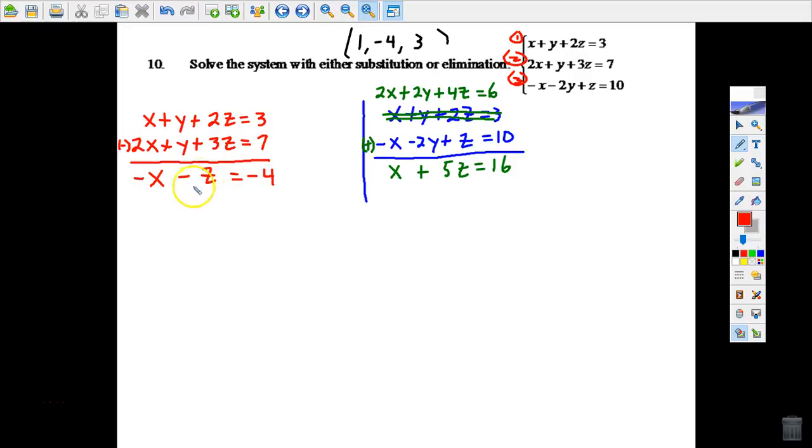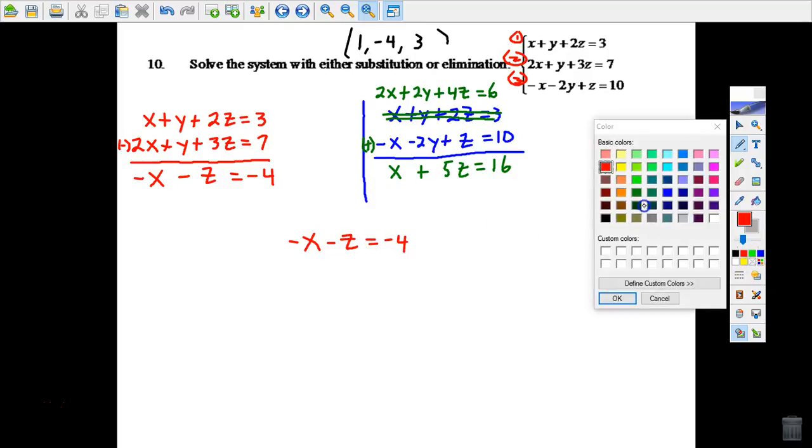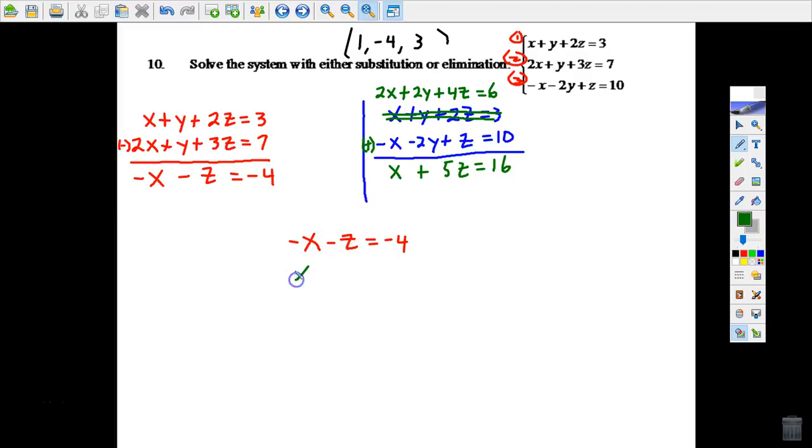Okay, so these two, the red and the green, get put together. I'll just color code for you. And we use elimination again. And it looks obvious that eliminating x is the way to go. I can eliminate x with addition. Okay, those cancel. Negative 1 plus 5 is 4z. And negative 4 plus 16 is 12. So z is 3. Okay, I'm feeling pretty good about it because that's what we got with substitution.